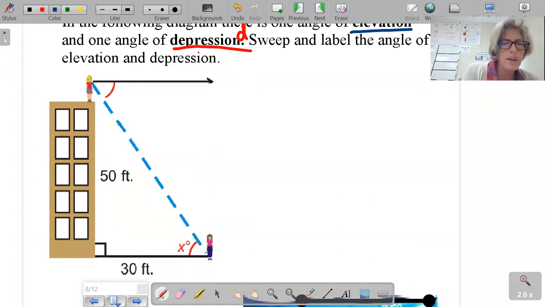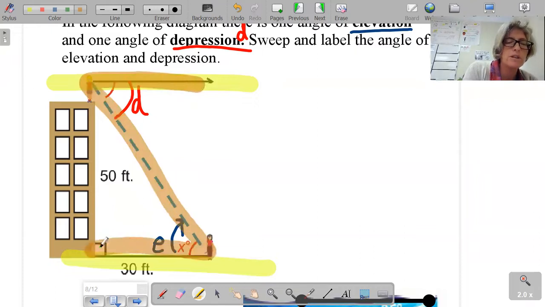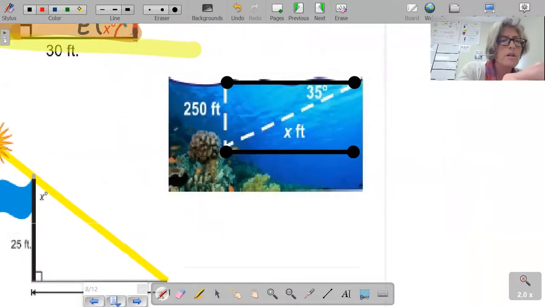All right, in each diagram, this would be the angle of elevation. This would be the angle of depression. If you look carefully, because they both start at a horizontal, that creates parallel lines, which means you're going to have armpits of the Z going on with every angle of elevation and depression. Right here, this one would be the angle of depression, and this would be the angle of elevation.